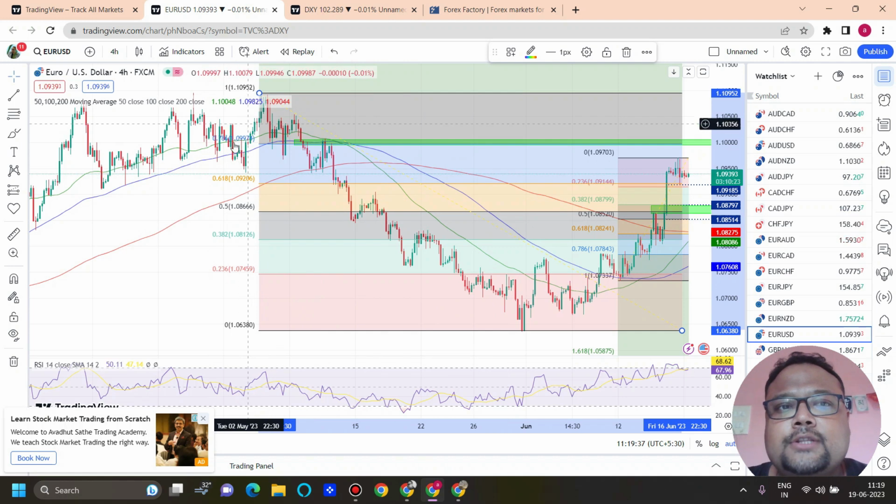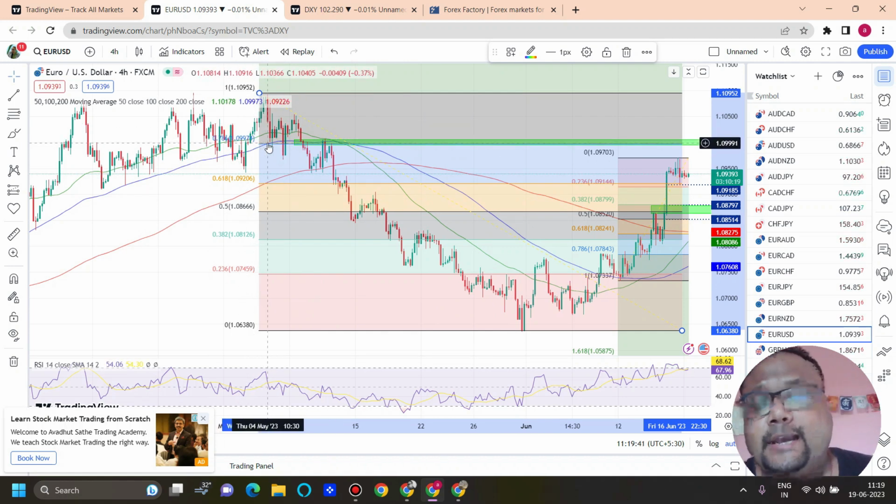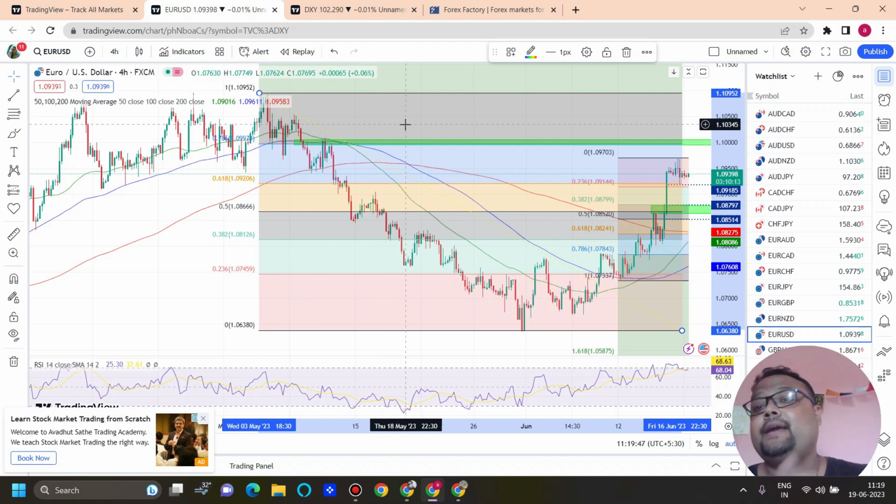And lastly, we also have the Fibonacci 78.6% retracement around this area. All these factors make 1.100 a very lucrative selling position. If the market reverses from there, we can look for a sell as well.